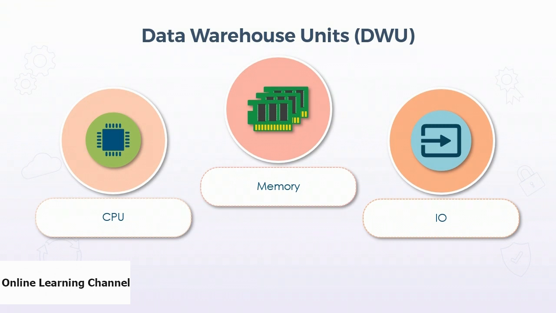When you need faster performance, you can simply scale your database up by increasing your DWUs, and then you can scale your database down by decreasing the DWUs. This way, it enables you to minimize the cost because you're only paying for the resources that you need and that you're currently using.